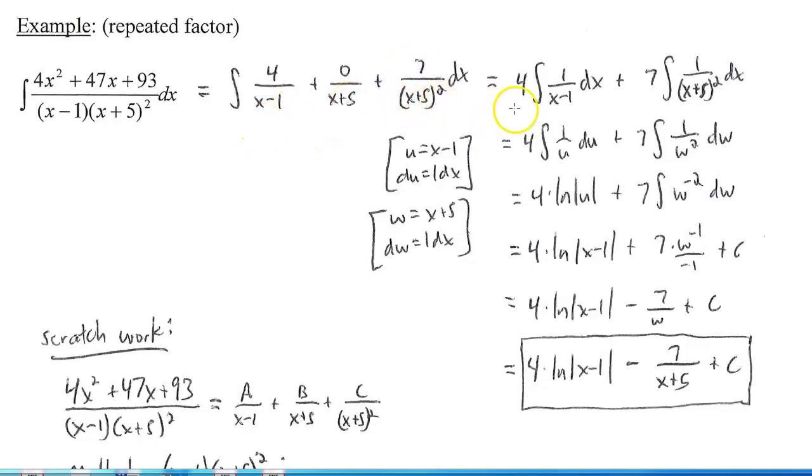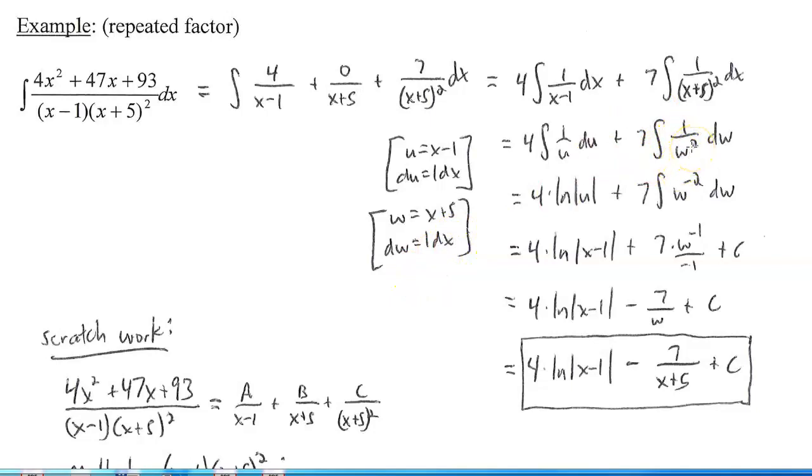Okay, so how do we integrate these? Well, the integral of the sum is the sum of the integrals. Now the integral of this one, of course, is just going to be 0 because that's 0. Okay, but we can take out the 4 from the first integral, take out the 7 from the second integral. This first one we do with a u substitution, letting u be x minus 1. We get an integral of 1 over u du.